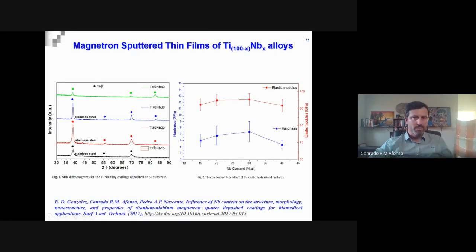So here, some main results of the characterization for all the alloys, the X-ray diffraction of the thin films. For all the compositions, we obtained just beta phase, from 15 to 59 atomic percent. And we have a work published recently regarding this study. And here we have a graph showing the hardness with the increasing of niobium, and the elastic modulus. And we can see that we obtained the lowest values of hardness and modulus for the lower addition of niobium, 15%, and higher addition of niobium, 40%.